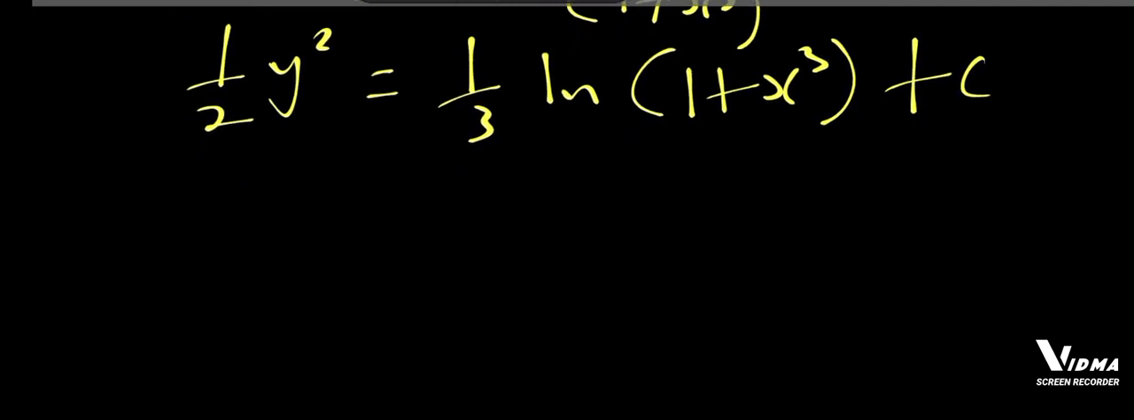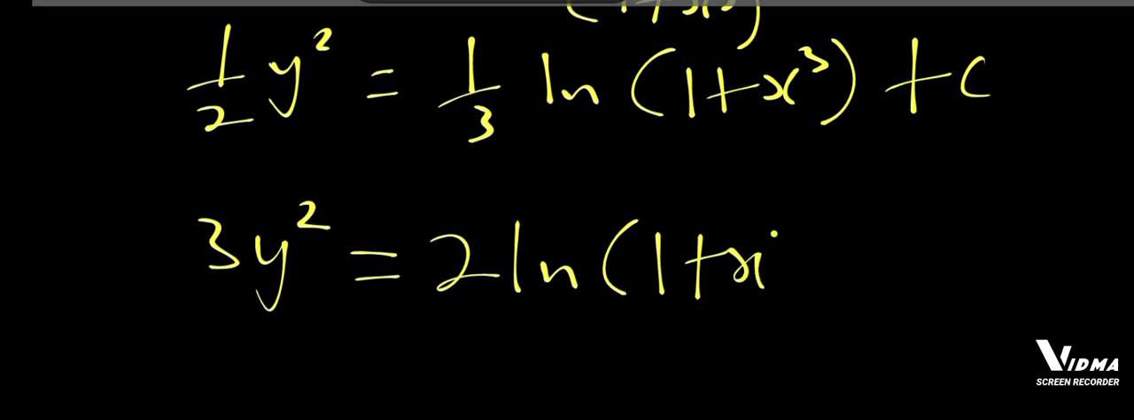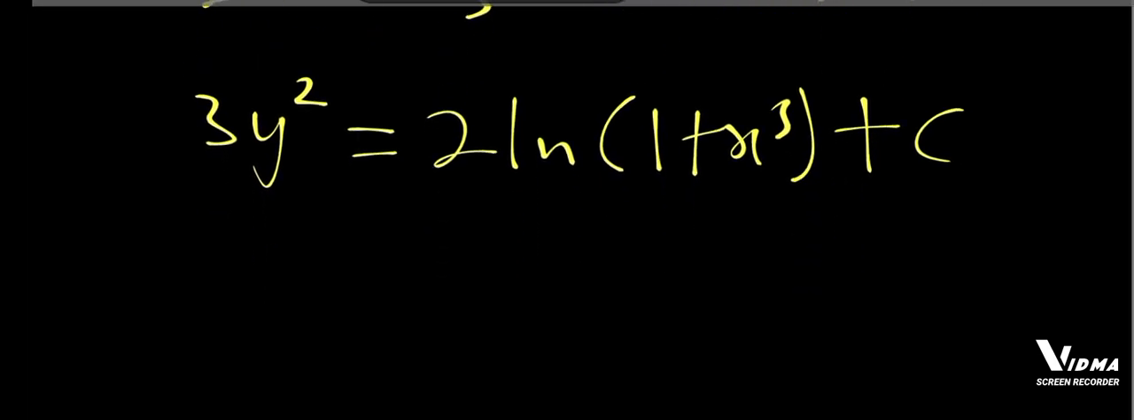And we can decide to multiply through by 6 in order to get rid of the fractions. So in doing so, we'll end up with 3y squared being equal to 2 ln(1 plus x cubed) plus c. Someone might ask, why didn't I write 6c? Whether it is 6c or it is c, it is still an arbitrary constant.